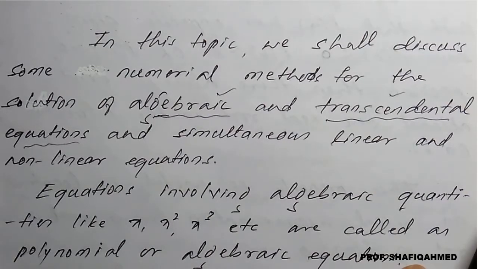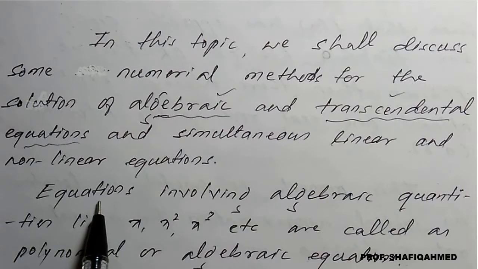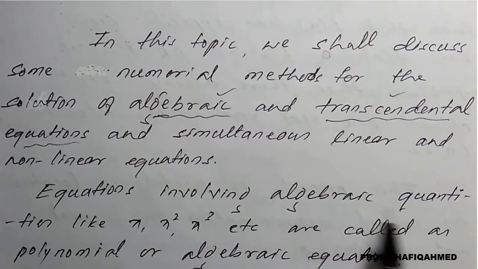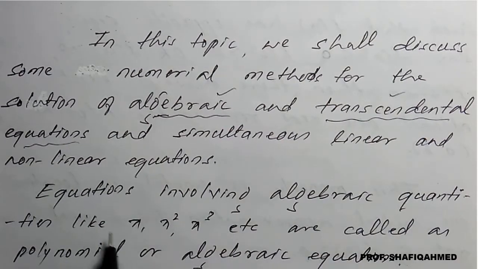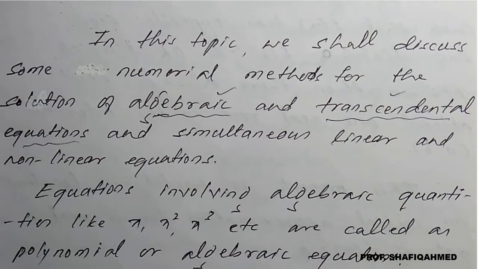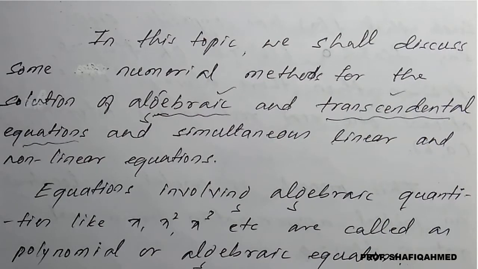We'll see here. Equations involving algebraic quantities like x, x square or x cube, and so on, are called polynomial or algebraic equations. For example, I can take the equation x square plus 2x plus 1, which comes under algebraic equations. Let's see one example for more clarity.